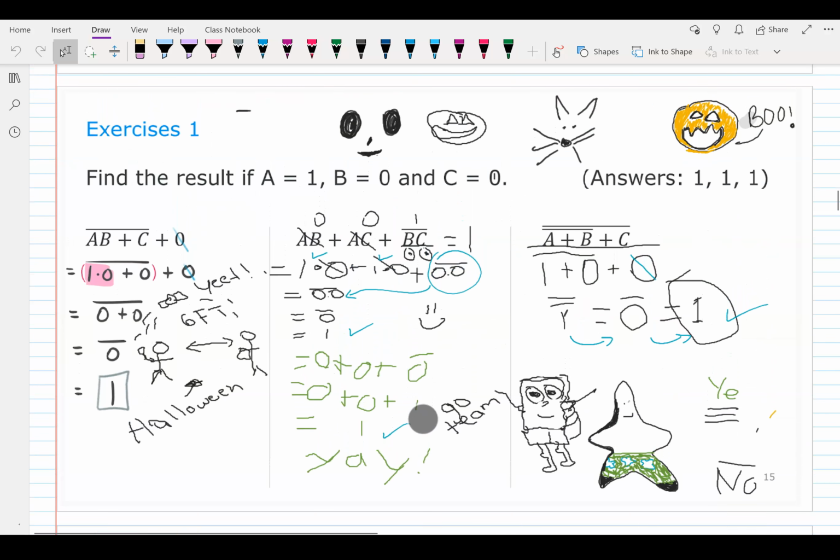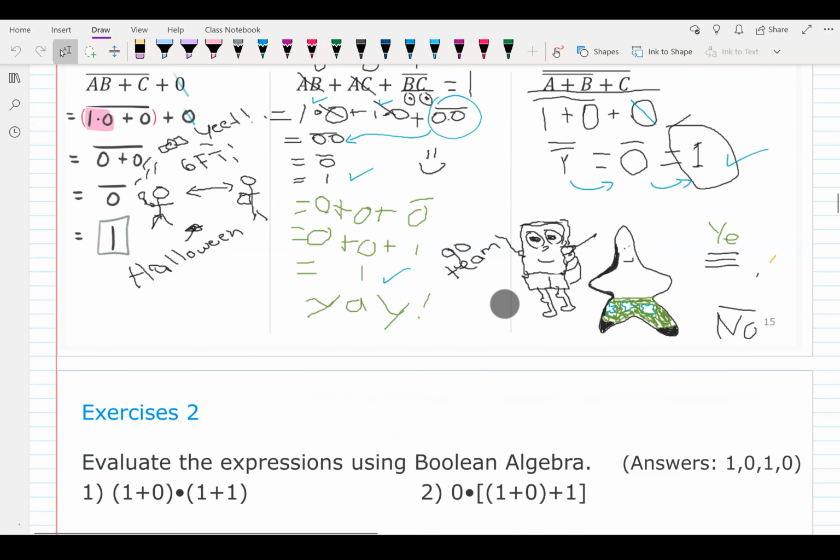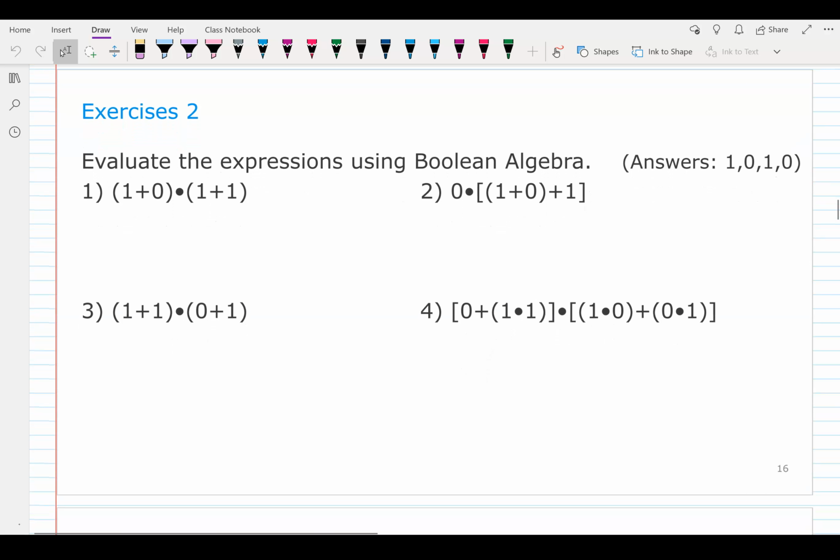You might remember this, assuming that this is your class, of course. Page 15. We had a lot of fun, good memories, just before Halloween. Finding the result given the Boolean state, true or false, 1 or 0, and given these expressions. So in these exercises, exercise 2, we're just going to get some practice with 1s and 0s, because it can be useful to know what to do when you have 1s and 0s.